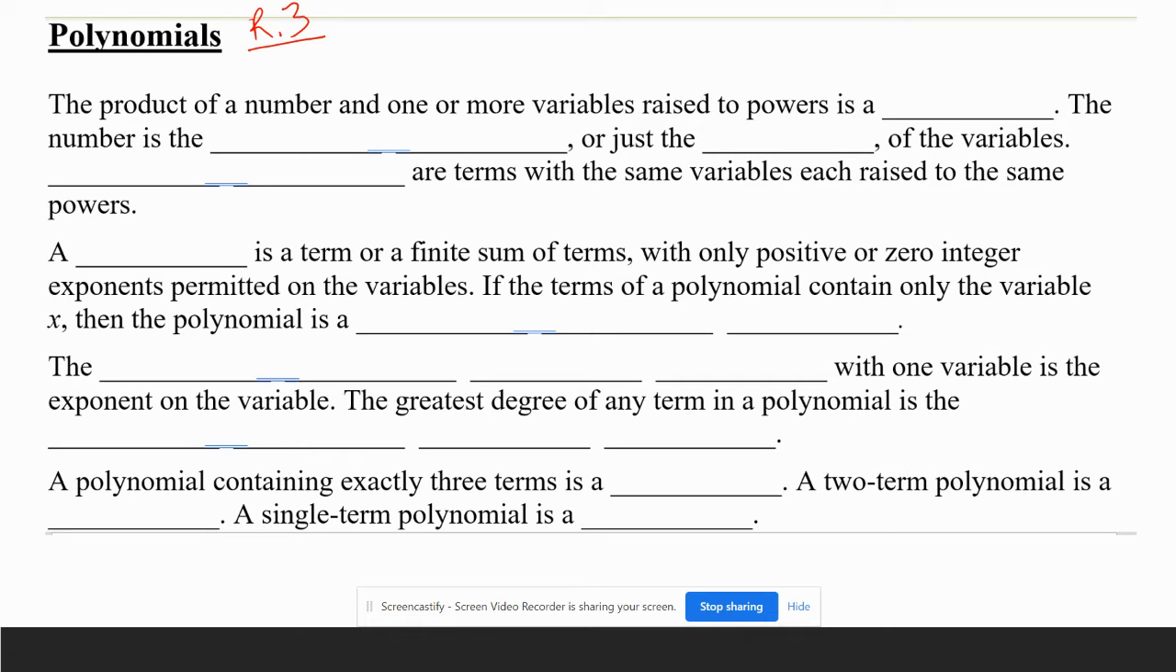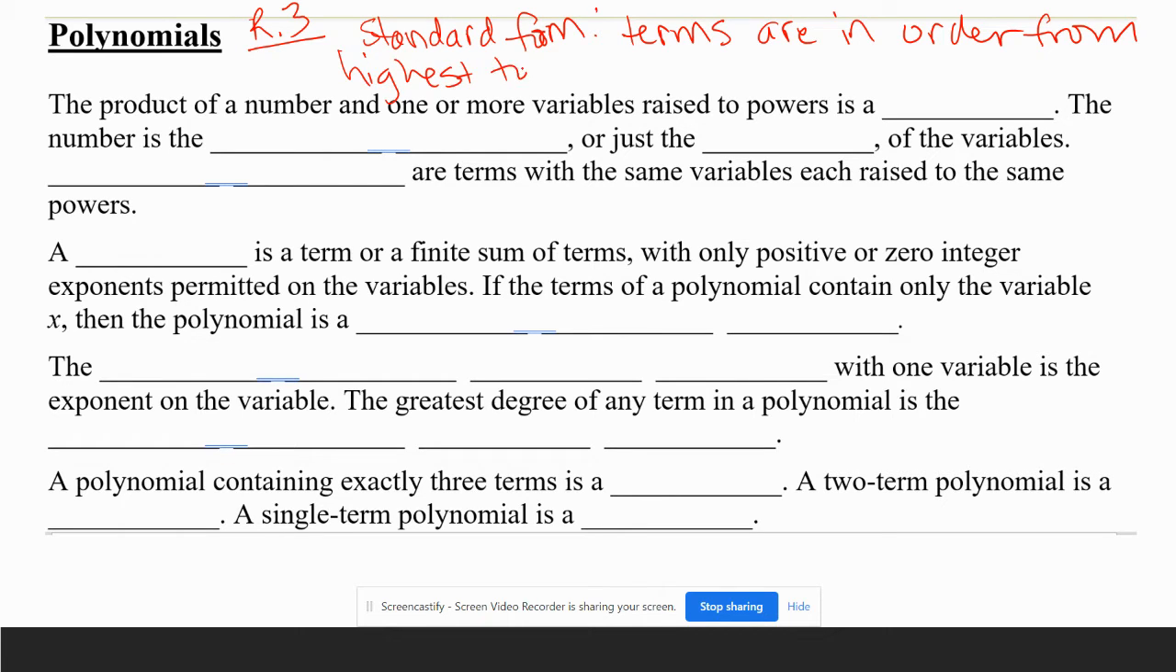Welcome back, everybody. We are continuing our study on R.3 with polynomials. The first thing that I want to talk about with polynomials before we fill this stuff in is that polynomials have a standard form. And the standard form means that the terms are in order from the highest to the lowest exponent.